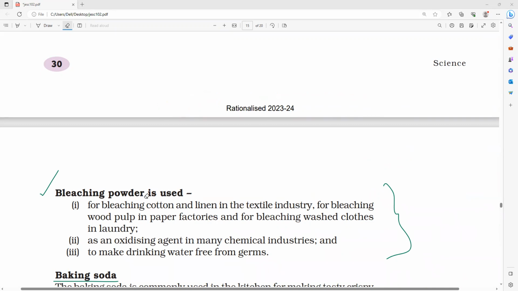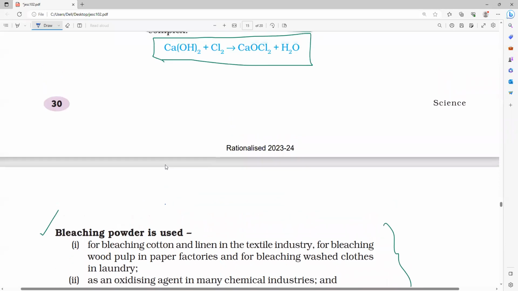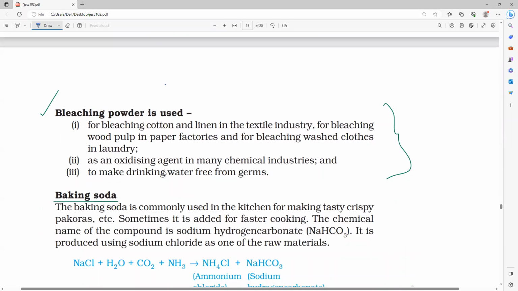What do you mean by bleaching? That is what we'll discuss now. Bleaching of fabrics, bleaching of washed clothes, or bleaching of wood pulp in paper factories, everywhere we are using bleaching. So I will explain what bleaching is, just understand. Because of the strong oxidizing agent, we can use it. Who is the strong oxidizing agent, everyone? Chlorine. Chlorine gas, which is present inside.